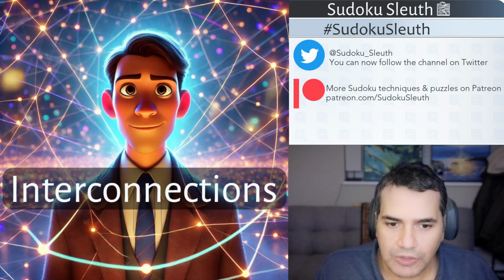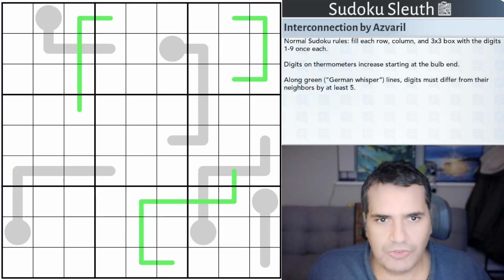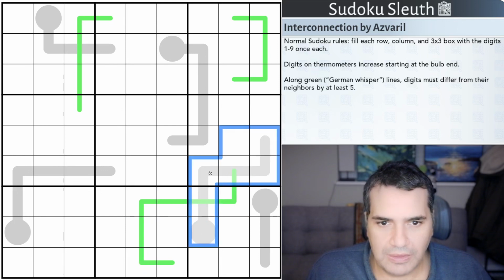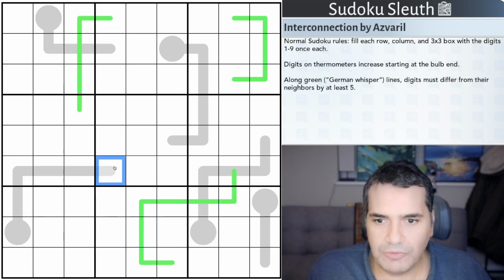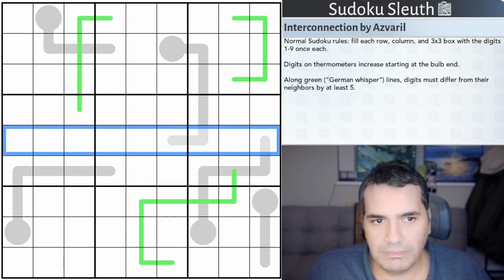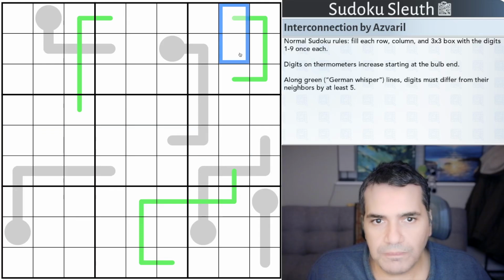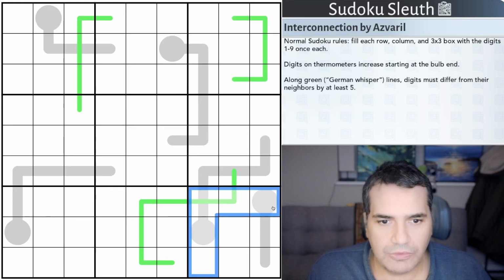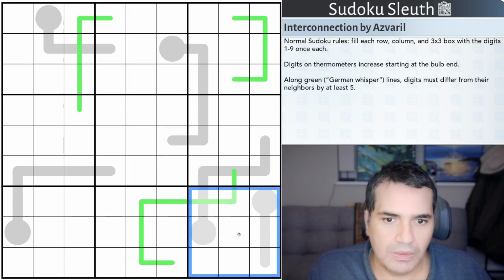Let's take a look at today's puzzle and rule sets, which I think I've given you a preview of all of it. There is, of course, the German whisper and the thermometer interplay. There's a couple of those. And the following set of rules. Normal Sudoku rules apply. Place the digits 1 to 9 once each in every row, every column, and every 3 by 3 box. Digits in thermometers must increase starting at the bulb end.